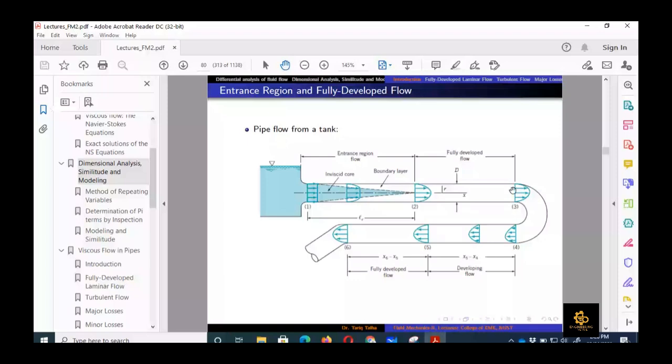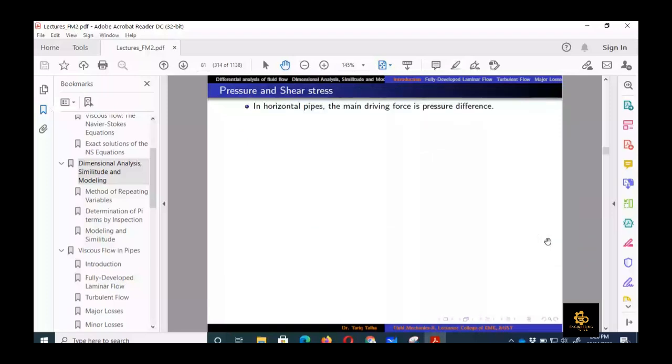Right, and now the last thing about this topic is how the pressure gradient and shear stress are interrelated in the entrance region and in the fully developed region. In horizontal pipes, the main driving force is the pressure difference. If the pipe is at an angle, then there would be a component of gravity as well. But for the simplest case, the pressure difference is the only driving force, and the viscous forces are the major forces which oppose the driving force.